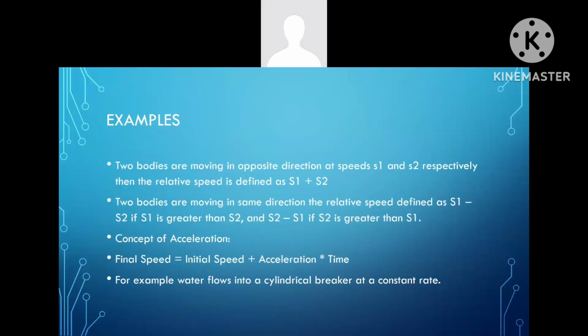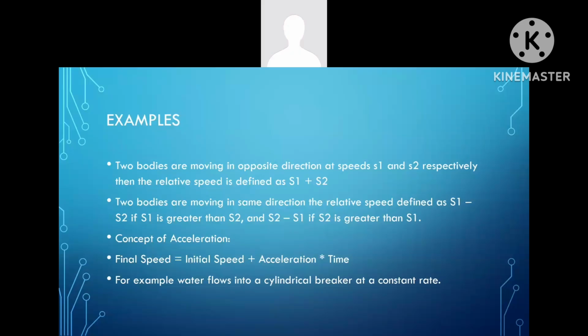Next comes another example. Two bodies are moving in opposite directions at speeds s1 and s2 respectively. Then the relative speed is defined as s1 plus s2. Two bodies are moving in the same direction. The relative speed is defined as s1 minus s2 if s1 is greater than s2, and s2 minus s1 if s2 is greater than s1. Concept of acceleration: final speed equals initial speed plus acceleration into time.